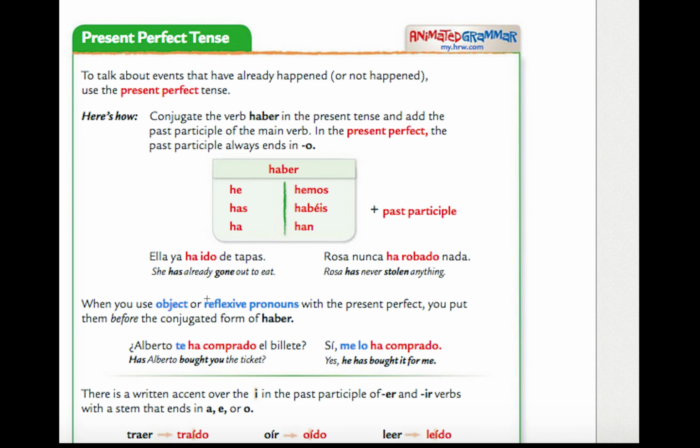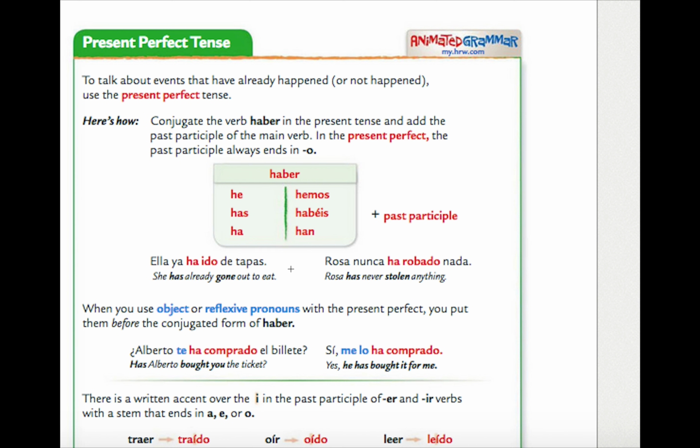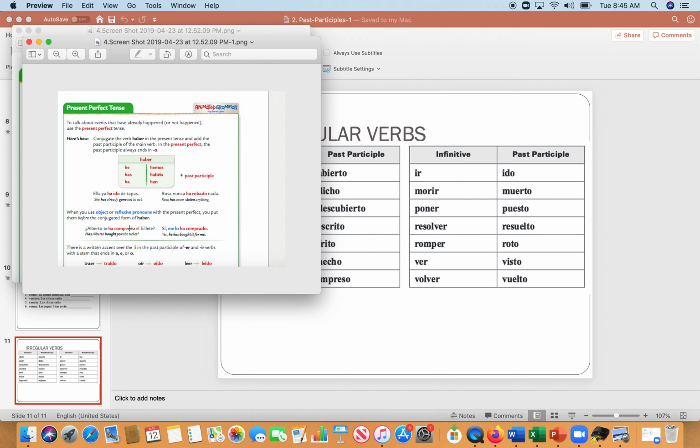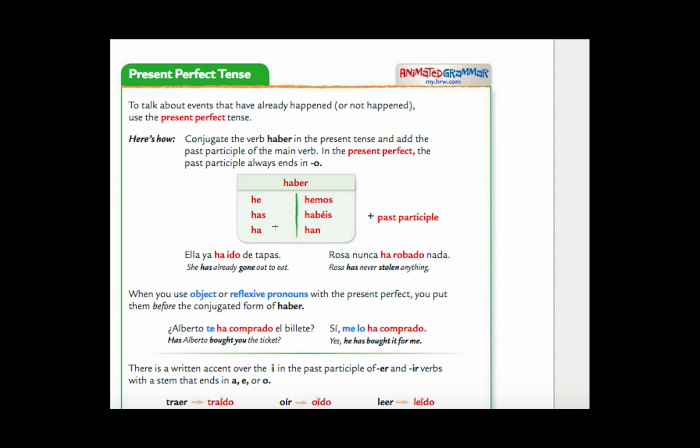So here there are a bunch of examples. Ella ha ido a, or this one. Nunca he robado nada, okay? Nunca he robado, nunca ha robado. Oh, I'm sorry, I'm reading this wrong. Rosa nunca ha robado nada. So I have to use haber for Rosa, all right? And robado is regular, so you drop robar, the ending, and you're going to add ado. So she has never stolen anything. So we're talking about an event that never happened.